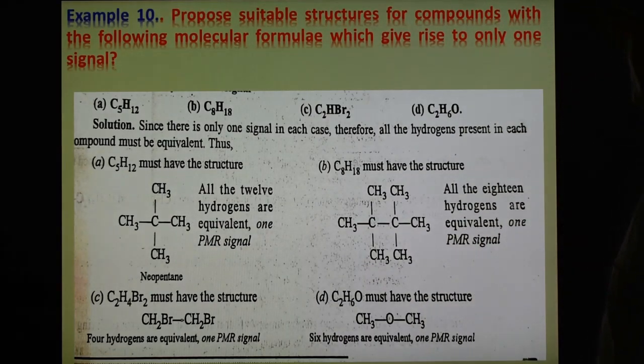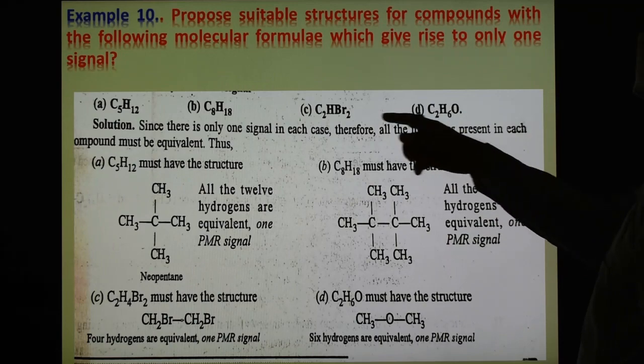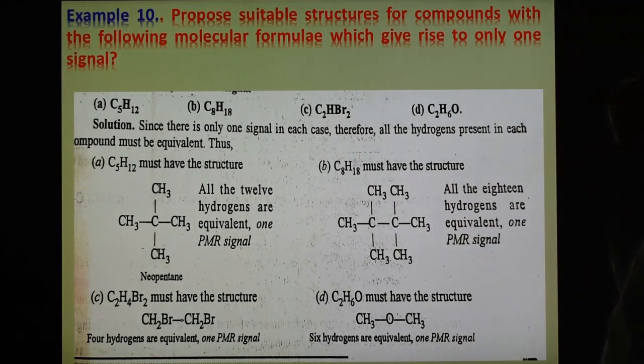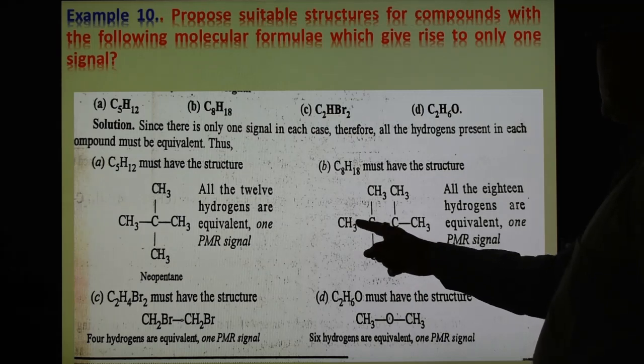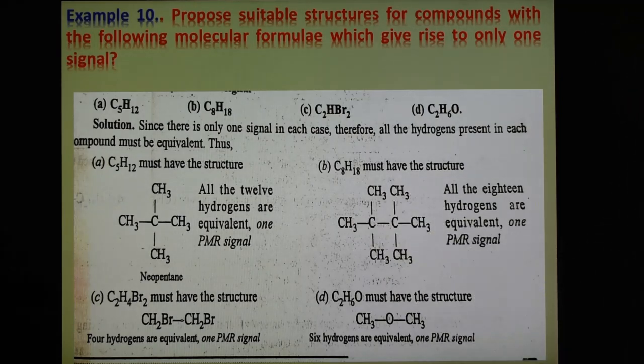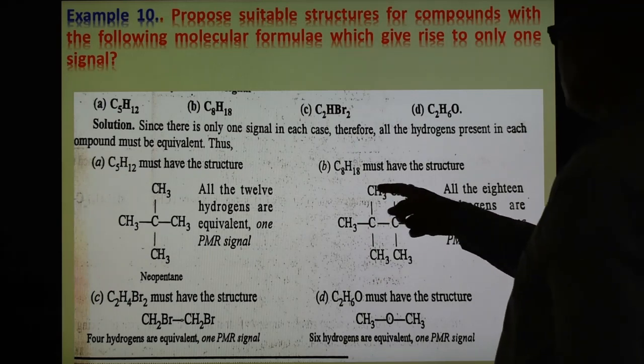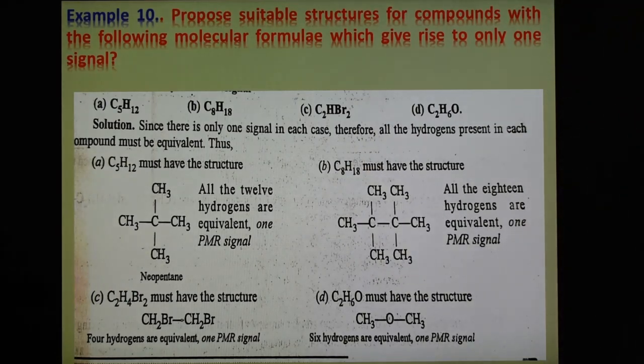Now the second compound is C8H18. The carbons are 8. In this way we can make the structure: 1, 2, 3, 4, and these 4, 8. All 18 hydrogens are equivalent, and they give only one signal. This compound also gives one signal because all the CH3 groups are equivalent. They have the same environment, therefore they give only one NMR signal.